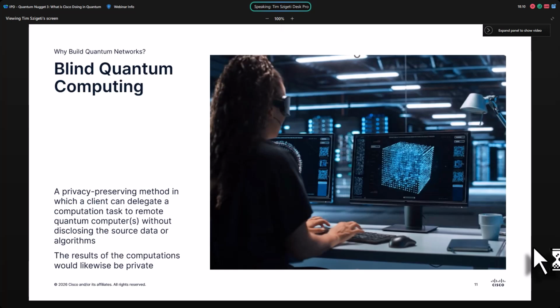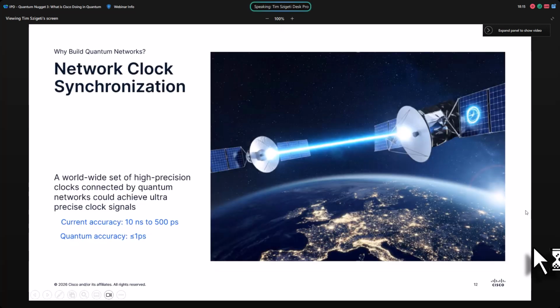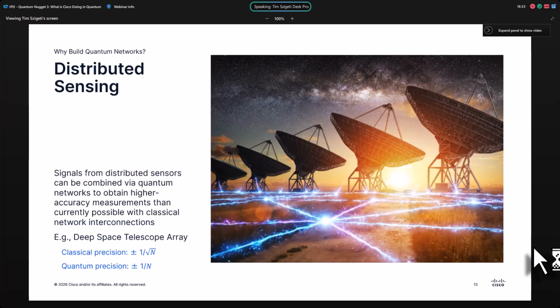Additionally, another use case is network clock synchronization. If I can more accurately communicate timing signals, say between GPS satellites, then I can make these systems far more effective. Think of hyperlocation, but with GPS systems. And in a similar vein, distributed sensing. When I interconnect sensors via a quantum network, I see a quadratic improvement in accuracy.